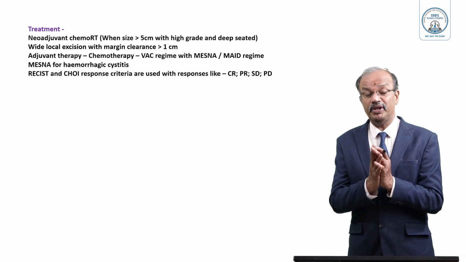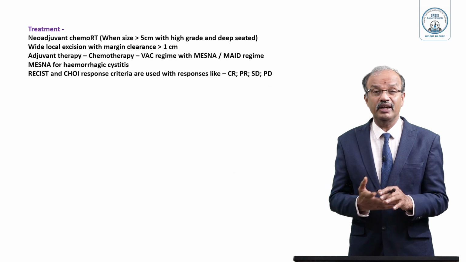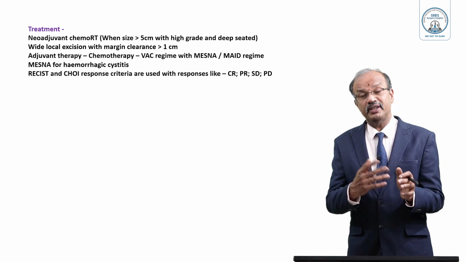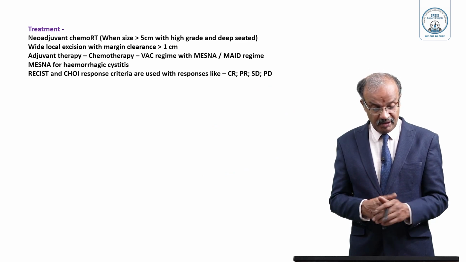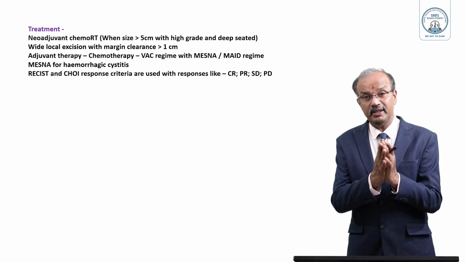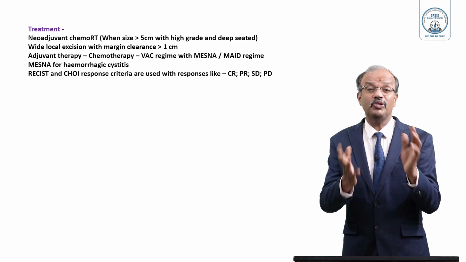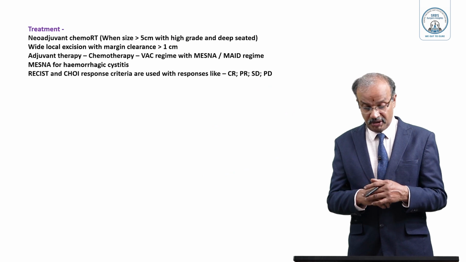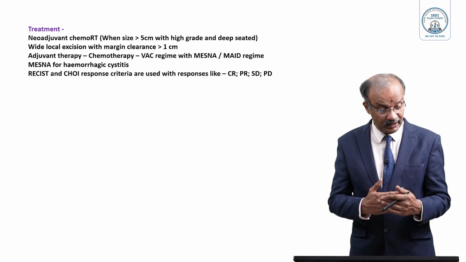Treatment is neoadjuvant chemotherapy. If it is a large one, then give a wide local excision, then continue the chemotherapy. Radiotherapy may have to be given. Adjuvant chemotherapy: VAC regimen, vincristine, adriamycin, cyclophosphamide; MAID regimen with MESNA for hemorrhagic cystitis; cisplatin, and all those things are important. RECIST criteria and CHOI response criteria are important to assess the response to treatment: complete response, partial response, stable disease and progressive disease, CR, PR, SD and PD, so that you know how to assess.